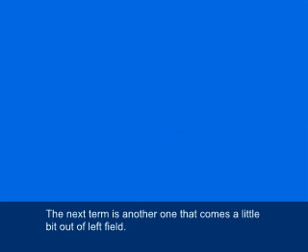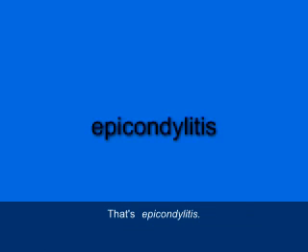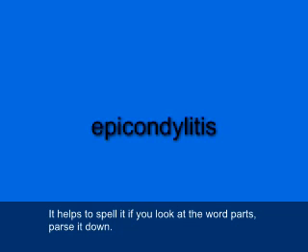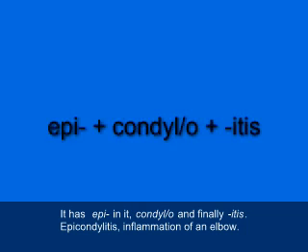The next term is another one that comes a little bit out of left field. It's got word parts we just have not seen before. That's epicondylitis. This term means inflammation of an elbow. And it helps to spell it if you look at the word parts. Parse it down. It's got epi in it, condylo, and then finally itis. Epicondylitis, inflammation of an elbow.